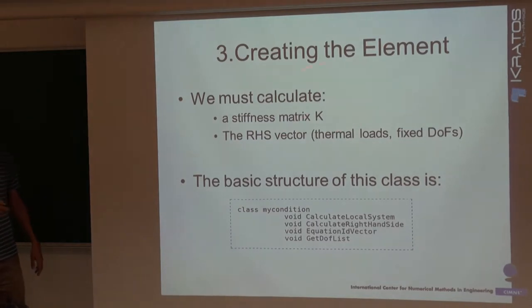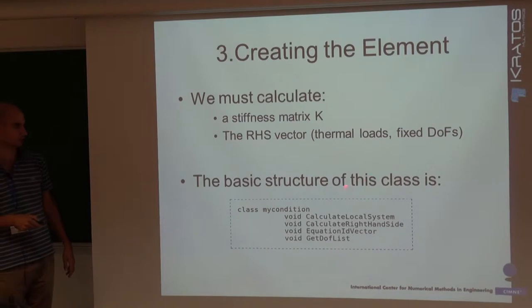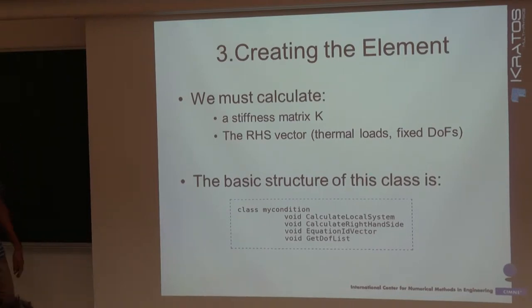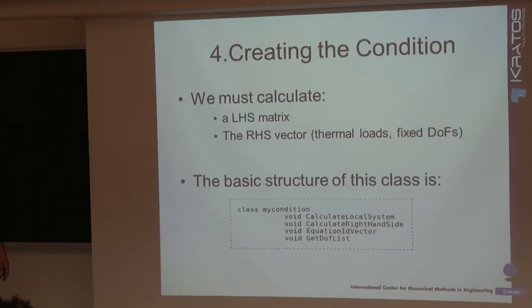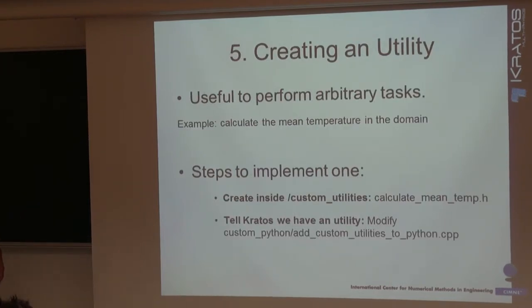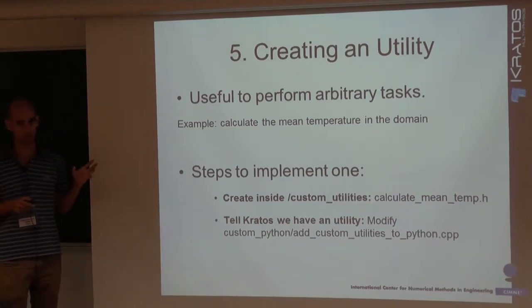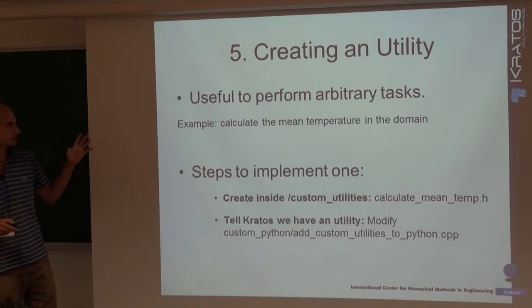Well, when we want to create an element, we have to create a right-hand side and a left-hand side matrix. Ricardo will be talking about this in a minute. But basically what we have to do is create the matrix, and then we tell Kratos in which position, according to the global system, it's assembled. It's the same for the conditions, and then also if we wanted to create a utility, it will also be possible. In which cases are utilities useful?